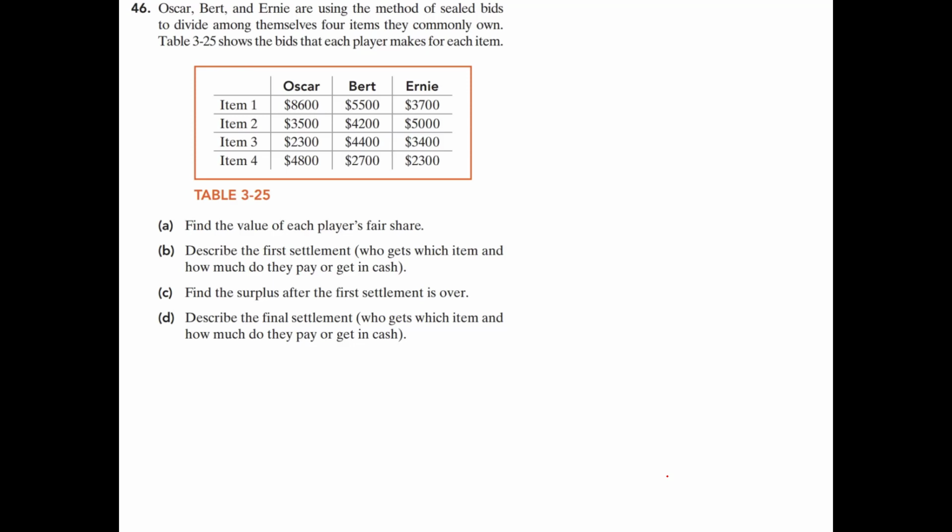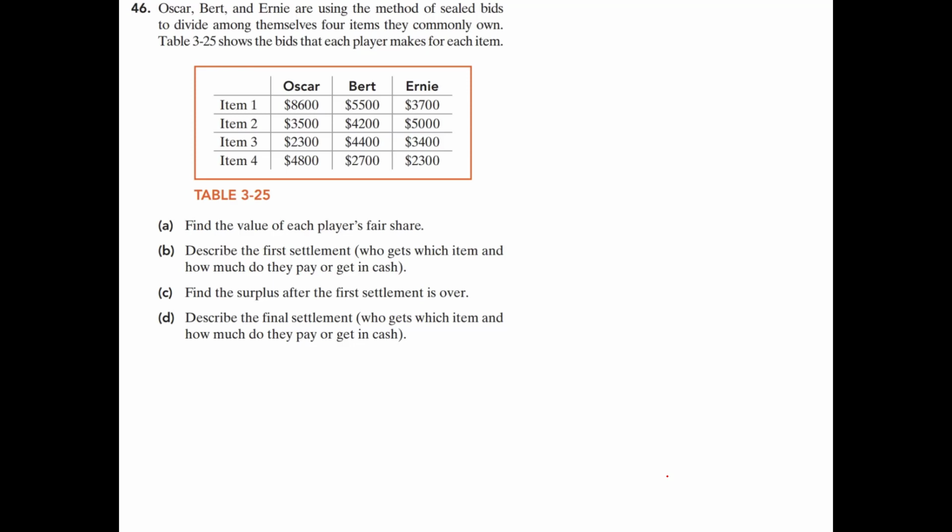Oscar, Bert, and Ernie are using the method of sealed bids to divide amongst themselves 4 items they commonly own. Table 325 shows the bids that each of the players makes for each item. Find the value of each player's fair share, describe the first settlement, who gets which item, and how much do they pay or get in cash, and then find the surplus after the first settlement is over. Describe the final settlement, who gets which item, and how much they pay or get in cash.